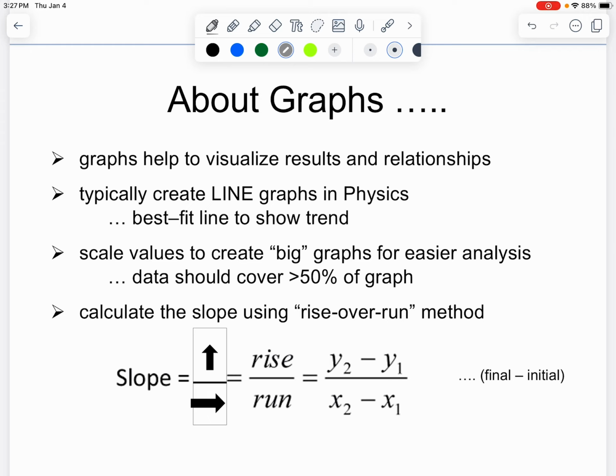So maybe your x-axis will go from 0 to 10. Maybe your y-axis will go from 0 to 80. You will need to make that decision on your own, but we want to make sure that you cover at least half of the graphing space. If this is a lab assignment where your graph, of course, is going to be graded, you will lose points if your data only takes up half or less than half of the graph.